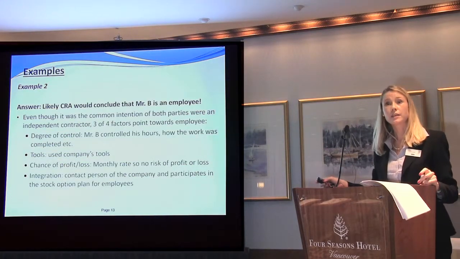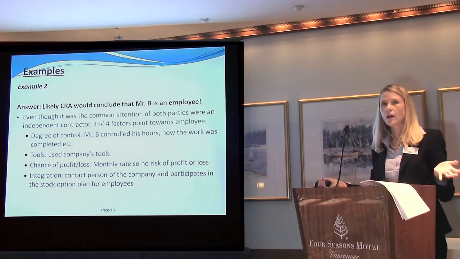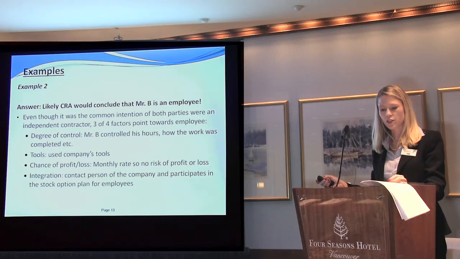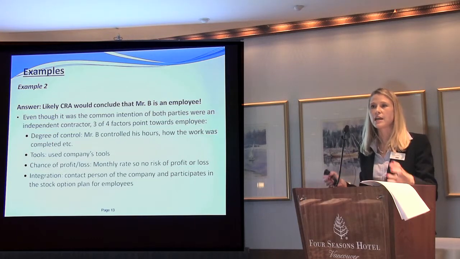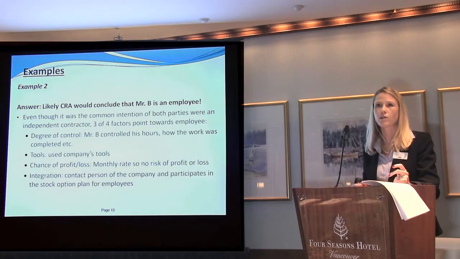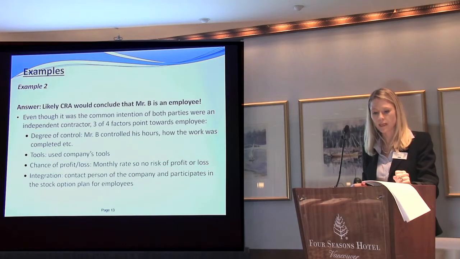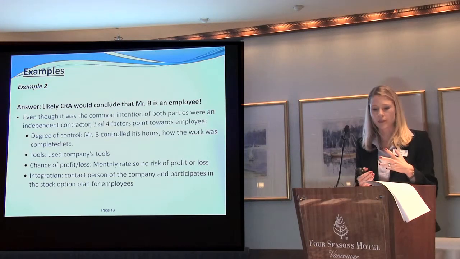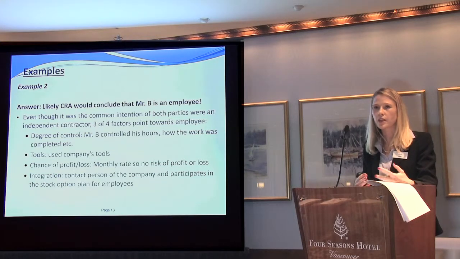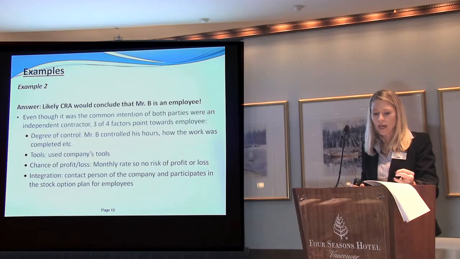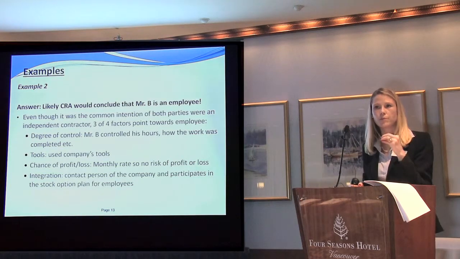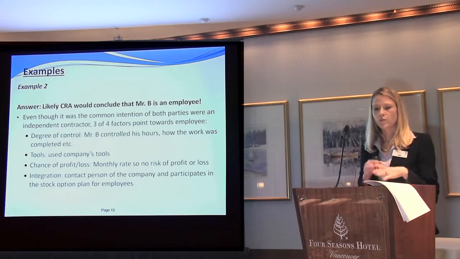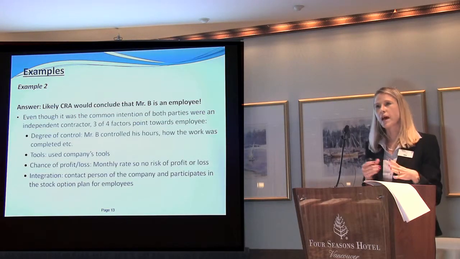CRA would most likely think that Mr. B is an employee. Similar to the previous situation, Mr. B, even though the intention was there to be an independent contractor, Mr. B is only providing services to one company. Even though he can control his hours and where the services are being performed, he's still using the company's tools, and he still doesn't have a chance of a profit or loss, and he is integrated into the company, being one of the contact people. So if we look at all of the facts once again, we are back at being an employee.